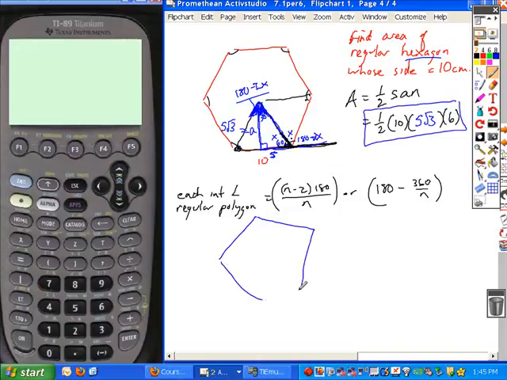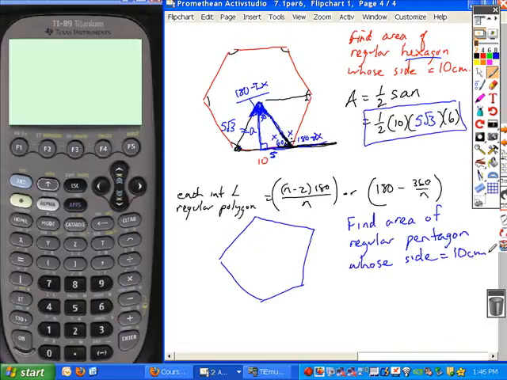Okay, let's take a look at how you can use that. Let's say I asked you to find the area of a regular pentagon, and let's say this regular pentagon also has a side of 10.